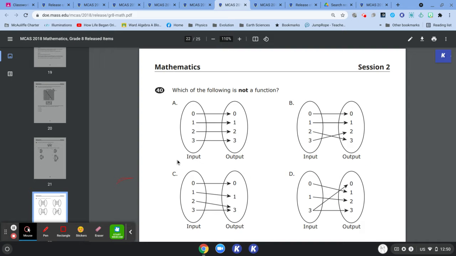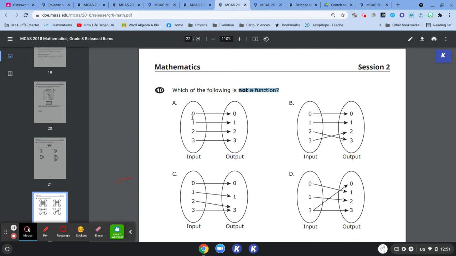Now, I've also been asked to talk about number 40 from the 2018 Math MCAS for 8th grade. And we're asked which of the following is not a function. Now, the key distinction for a function is that all inputs are uniquely predictive. That means that all inputs produce exactly one output. There's no input that makes more than one output. So what we're looking for is one that has an input that produces more than one output.